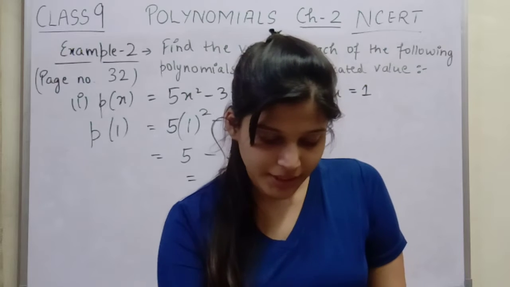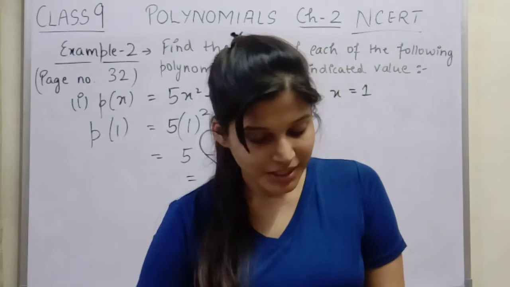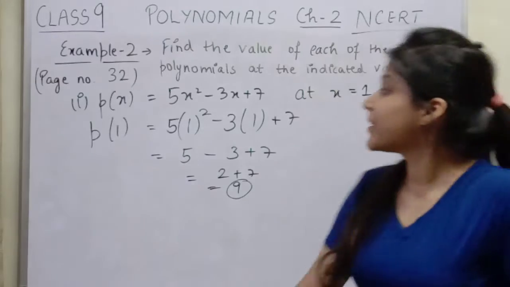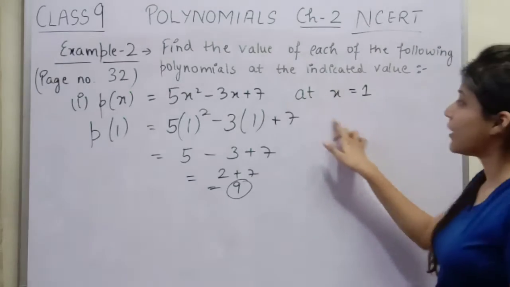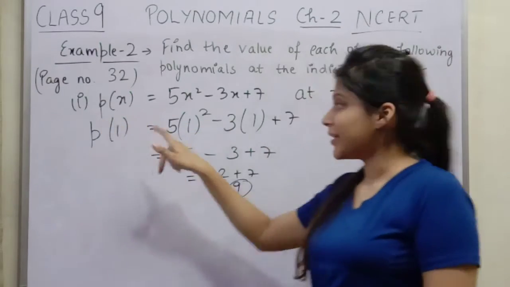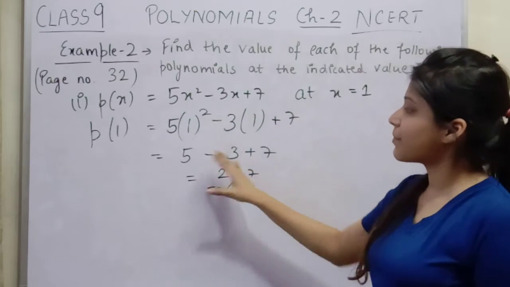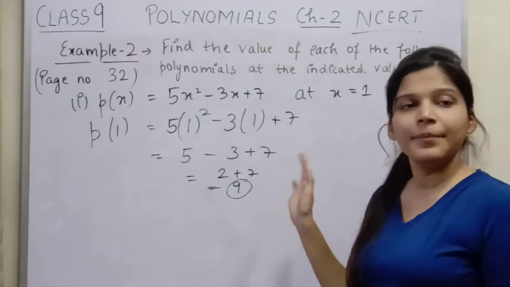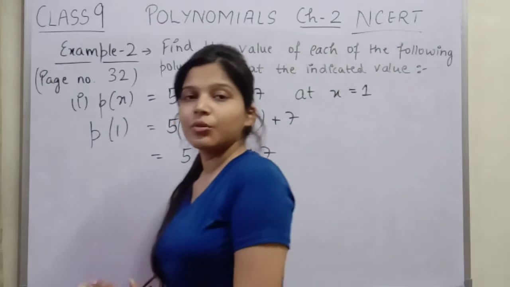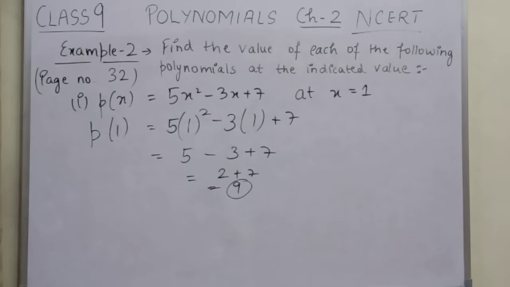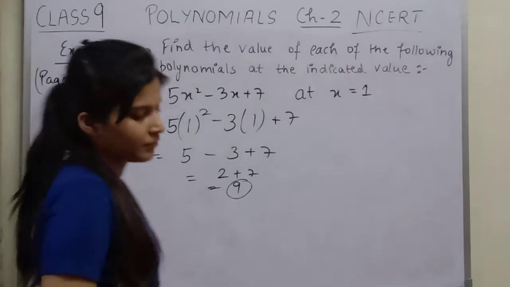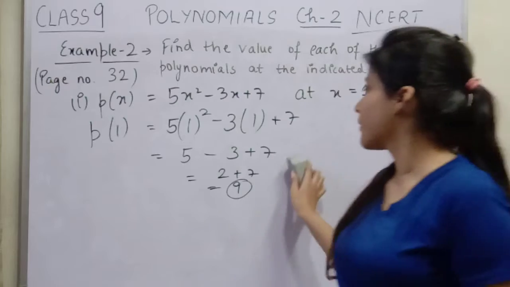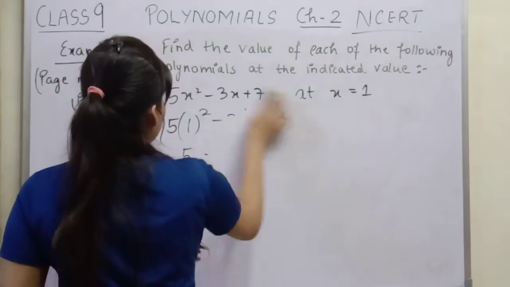Okay, so this was the first part. Coming to the second part now. So basically we are given which value we have to put in that polynomial. So in this polynomial we had to put 1 in place of x. So this is the answer 9. Right, you can note this down. Then we will be starting with our second part. I hope my writing is clear to you. So now coming to the second part.